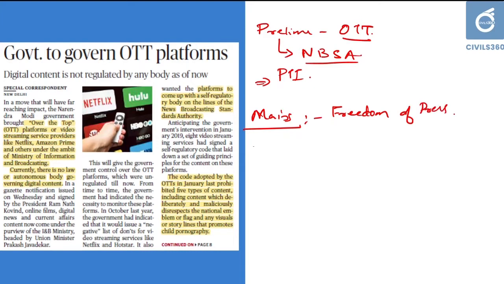Okay, and related to these changes, detailed provisions will be coming up in the next days. So we will be focusing on all that in the remaining days. For today, you will just learn what is an OTT platform, what is NBSA and its role, what is PTI and its role, and for mains, what is meant by freedom of press and why it should be protected. Does the government need to govern the media and other platforms? Just go through that. Okay, that is enough for today.